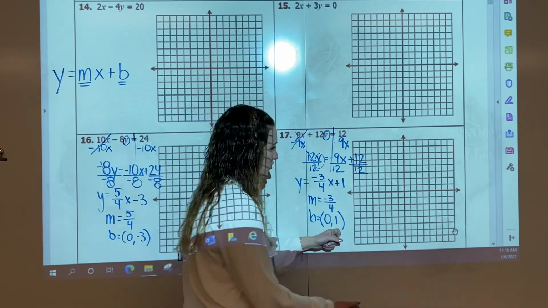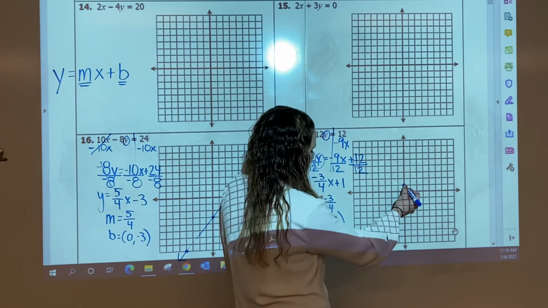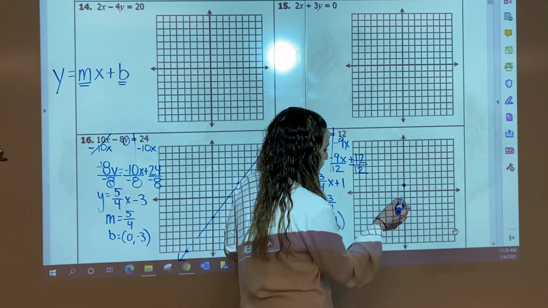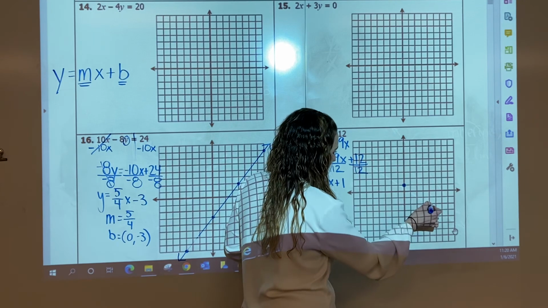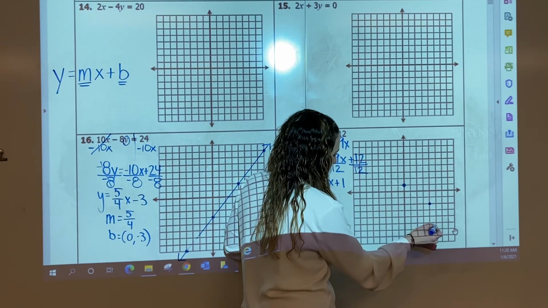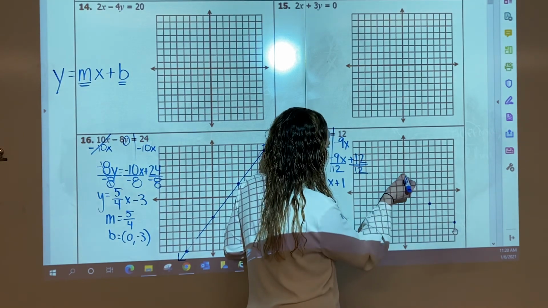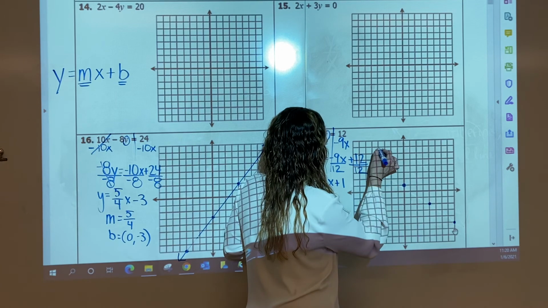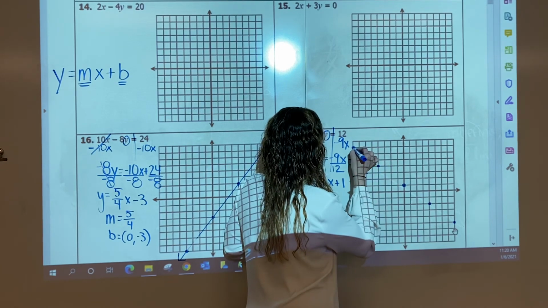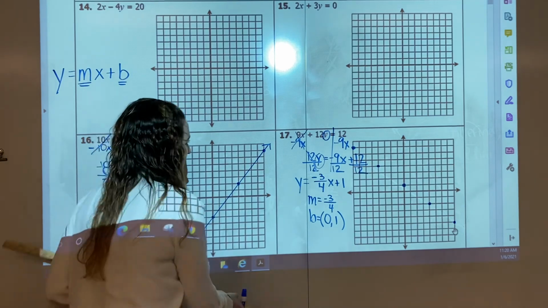Let's start at that point. From origin, we're going to go up 1. There's that 0, 1. Then we need to go down 3 to the right 4. 1, 2, 3. 1, 2, 3, 4. Couple more. Up 3 to the left 4. All right, just need to draw my line, and we are all set.